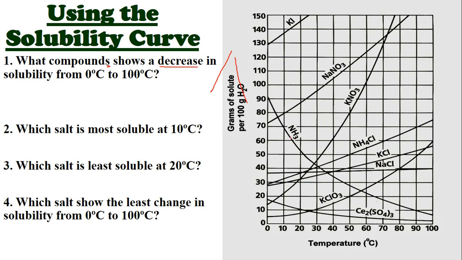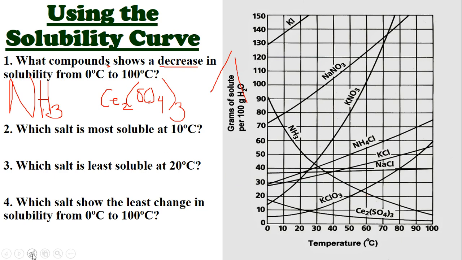And I see NH3 right here. It's sloping down. And then if I look really close, I see another one, Ce2(SO4)3. And those are the only two that are decreasing as temperature increases.